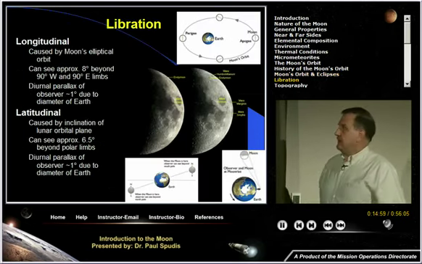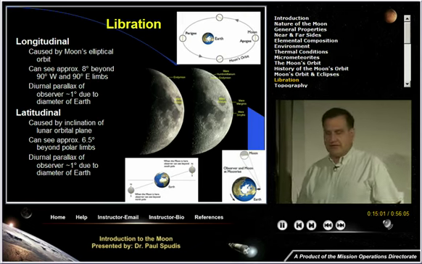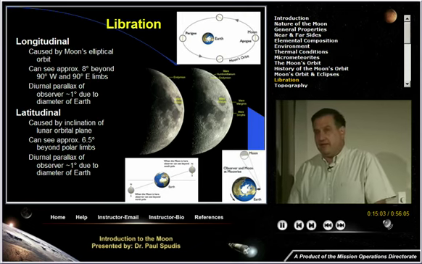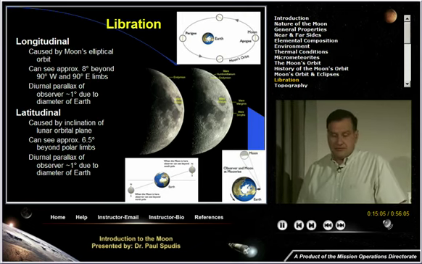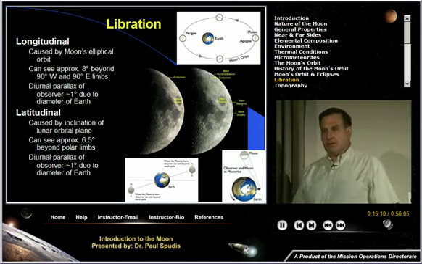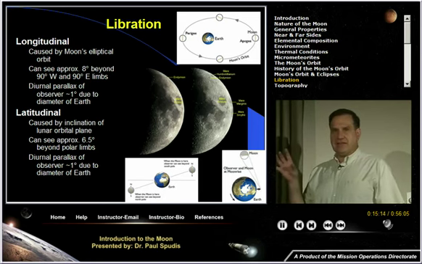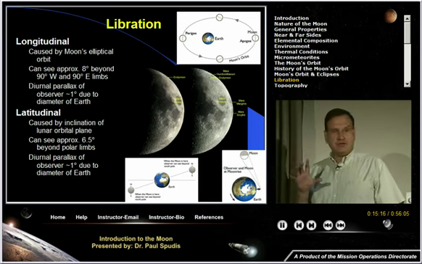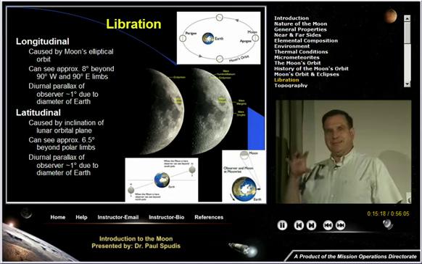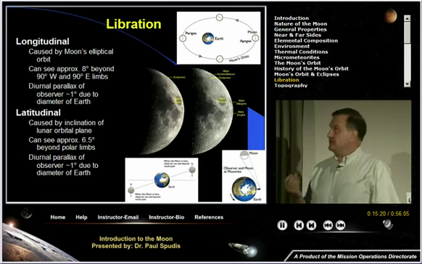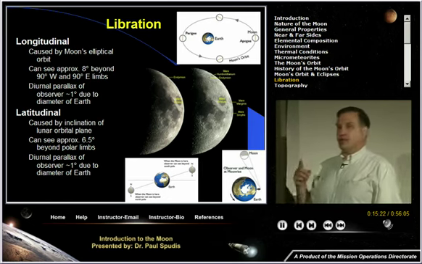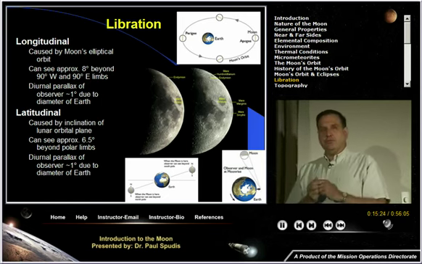Now, the other effect that you have because of both the inclination of the orbital planes and the elliptical shape of the moon's orbit is an effect called libration. Libration basically means that the moon wobbles. Basically, it wobbles side to side. It's called longitudinal libration, and it wobbles back and forth, up and down. That's called latitudinal libration. The longitudinal libration is caused by the elliptical nature of the moon's orbit.